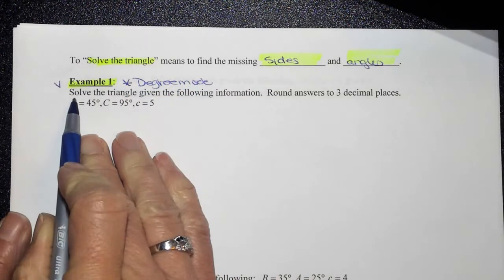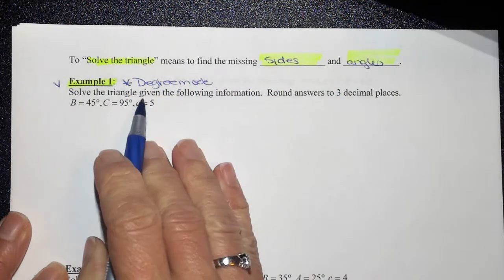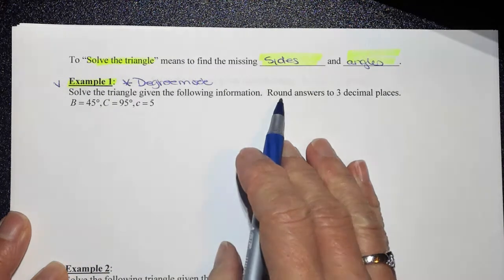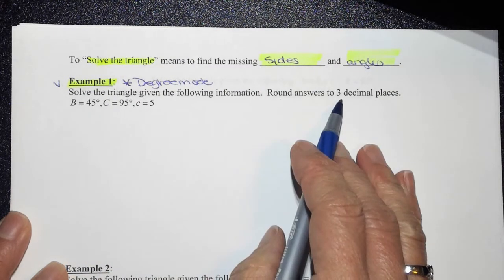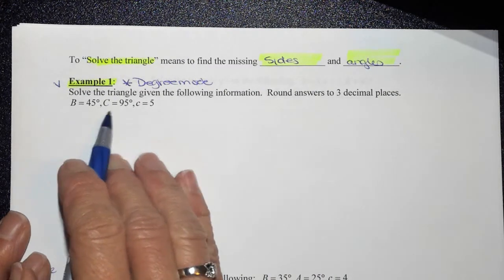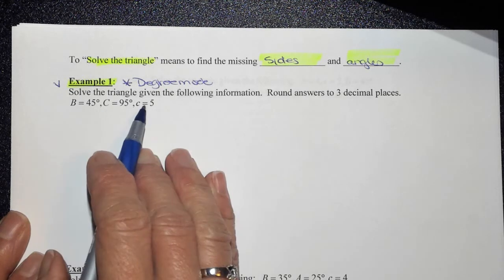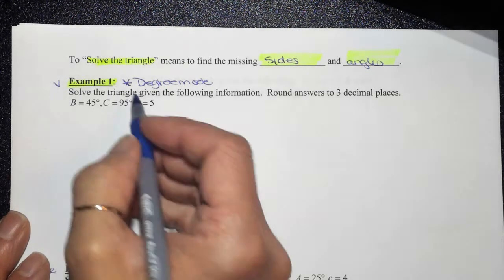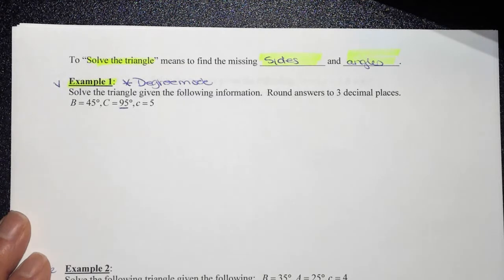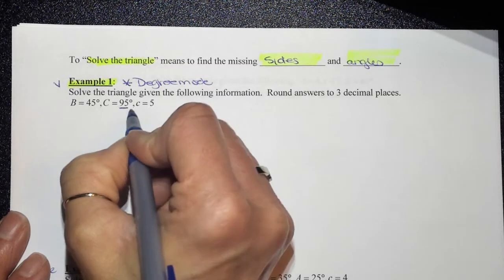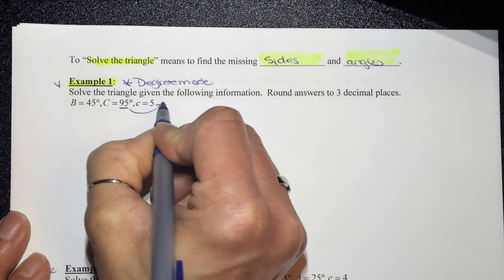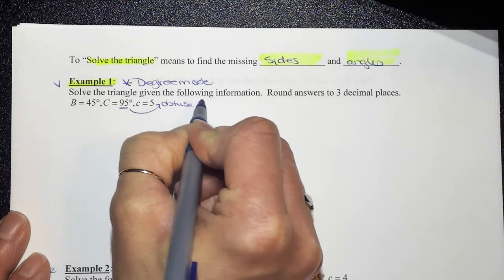Okay, so here it says solve the triangle, meaning find the missing sides and angles, given the following information, and then any decimals will be to 3 decimal places. So we're given angle B, we're given angle C, and we have side C. And you notice here angle C is between 90 and 180, so this is actually an obtuse angle. So let's just make a note here, we have an obtuse angle.